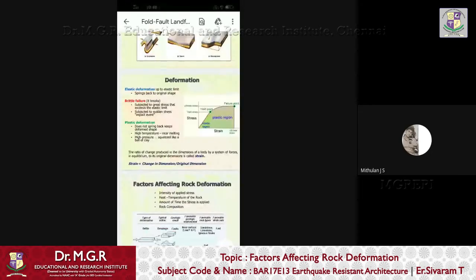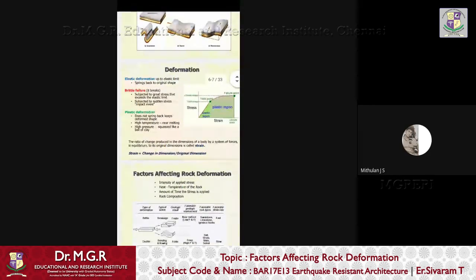These are the different levels of deformation. That is brittle. I hope you know what is brittle, right? Brittle is nothing but it tends to break down. Due to an enormous amount of stress applied, that object will become brittle. That is, it will fail.